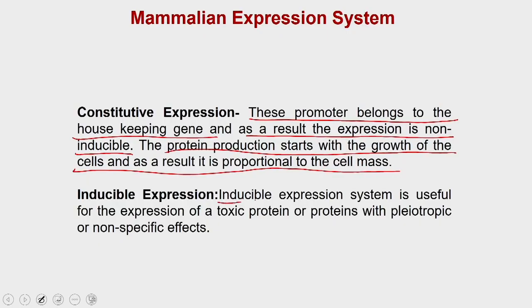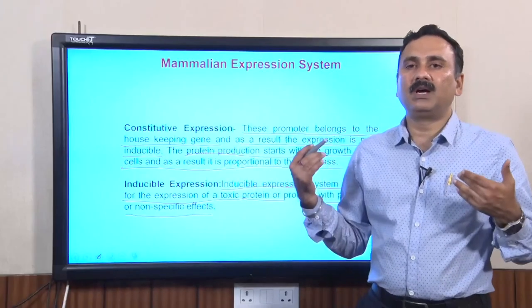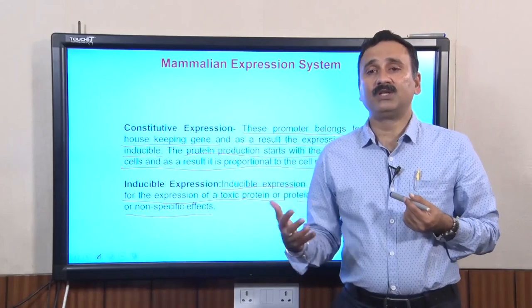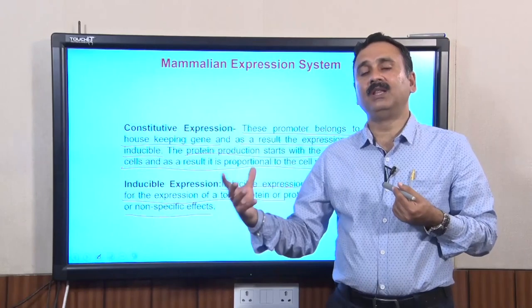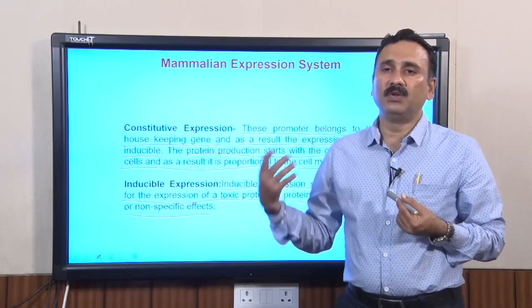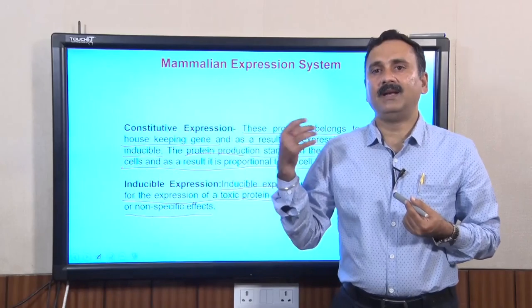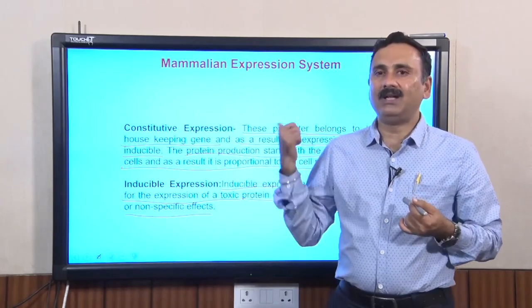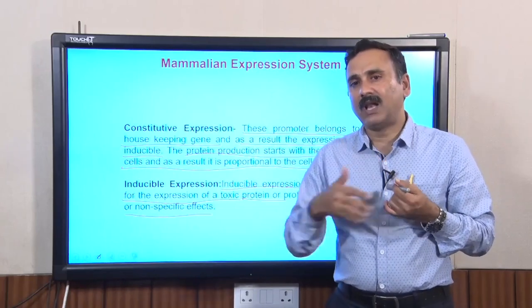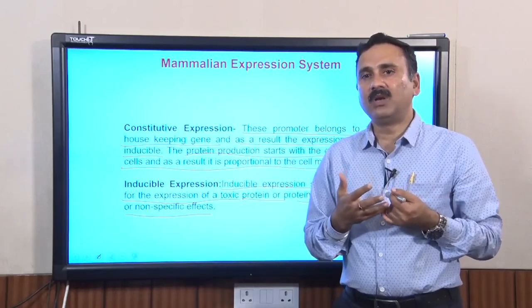So the inducible expression system is very useful for the expression of a toxic protein or a protein with a pleiotropic or non-specific effect. If you are overexpressing a toxic protein, or a protein which has a very adverse effect on cellular physiology, you can use the inducible promoter system. Once you reach a sufficient cell mass, you can add the inducer, and that will allow the cells to overexpress that particular protein.